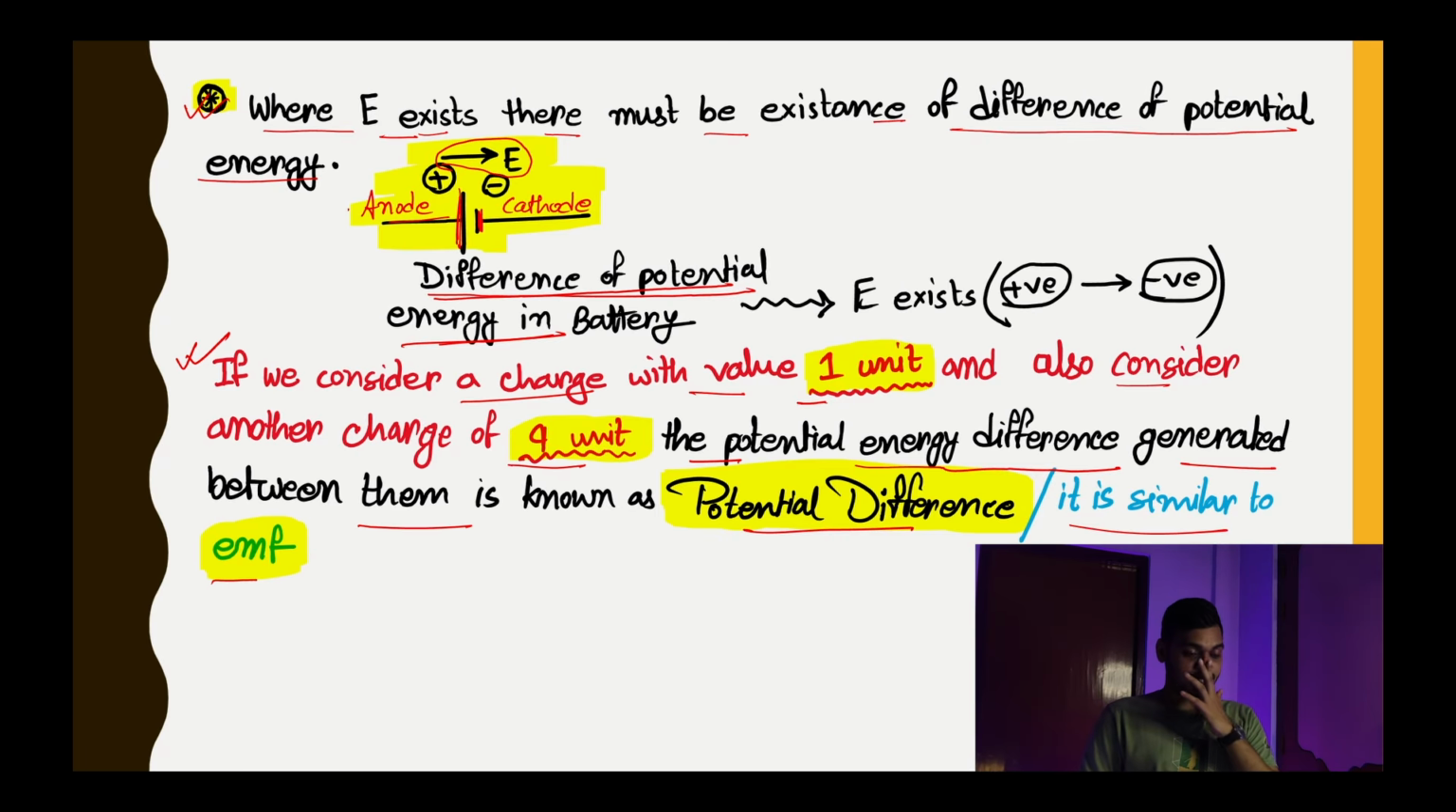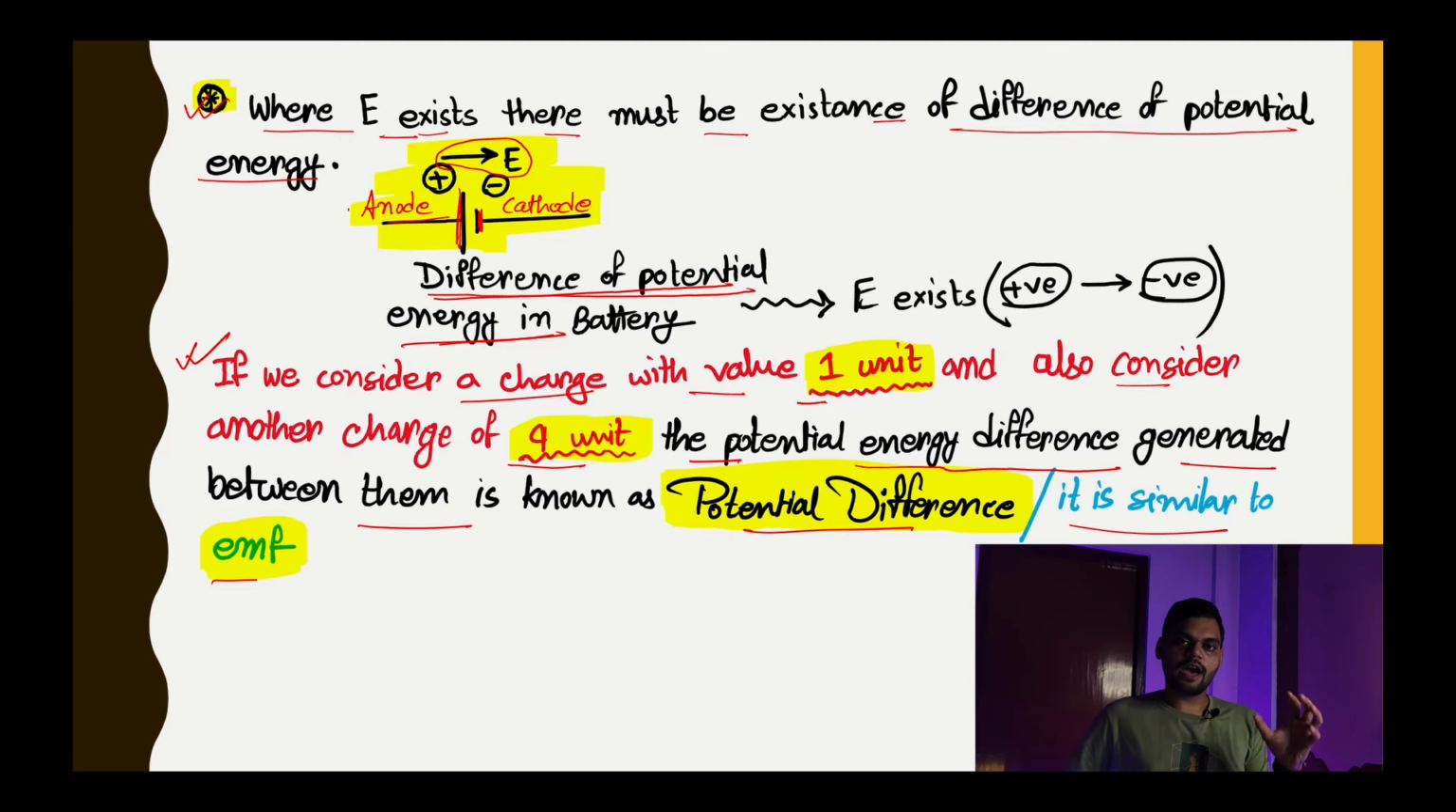So let's take an example. We have a positive charge whose value is q, and we have a negative charge whose value is 1. There must be a potential difference in the system. Obviously there will be. So the electric field lines will go from positive to negative. The potential energy difference in this system can be considered as potential difference, or as voltage difference.